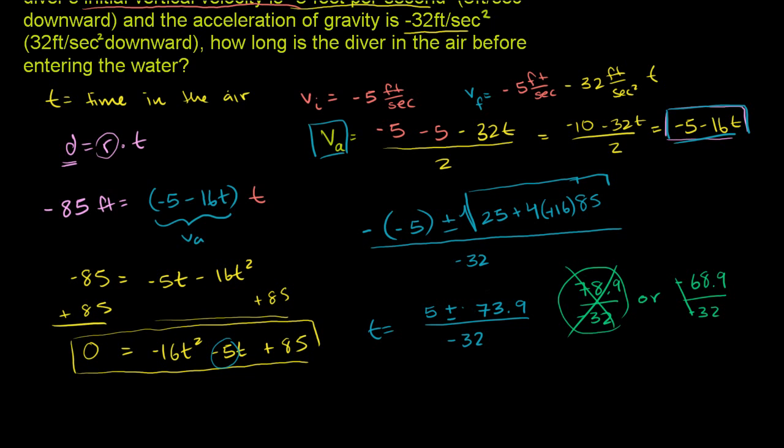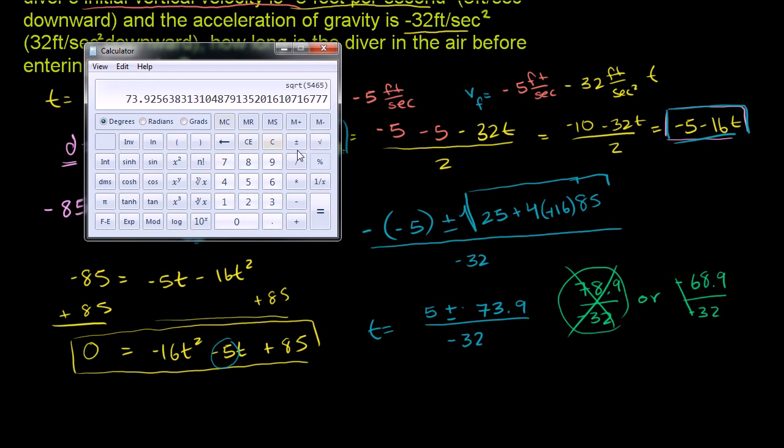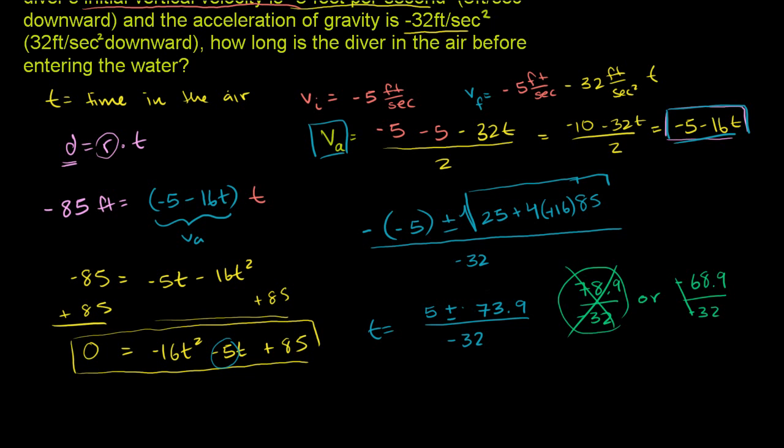So let's figure out what that is. It was that, so it's 68.9 divided by 32, which is equal to 2.15 seconds. So his time in the air is going to be 2.15 seconds. And we're done.